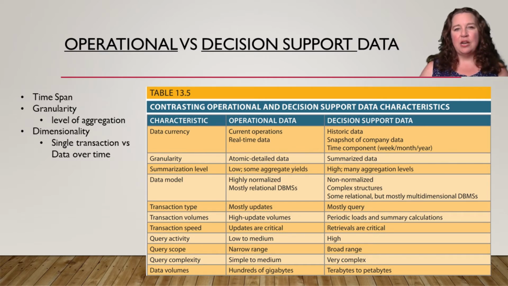It's generally summarized, so it's not going to be individual invoices. I don't care about an individual invoice when I'm looking at decision support. I want to look at the sum of all of my invoices. I want to look at the count of my invoices. I want to look at aggregation, summarized data. I do not want to look at individual pieces of data. So when you're looking at decision support data, individual pieces of information, atomic, is really small. You don't really want to deal with that.